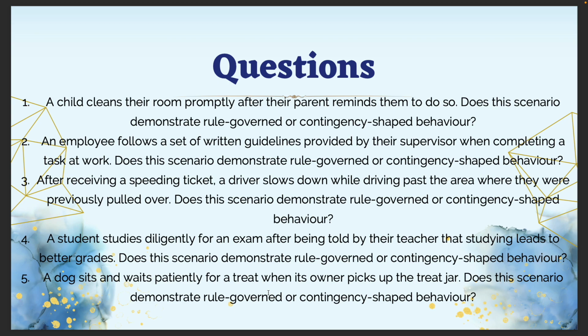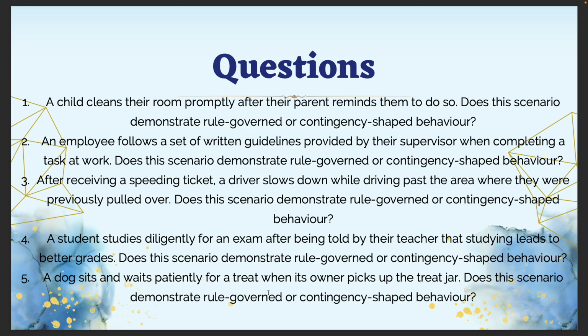3, after receiving a speeding ticket, a driver slows down while driving past the area where they were previously pulled over. Does this scenario demonstrate rule-governed or contingency-shaped behavior? So, is there a rule, a written or a verbal rule specified here? No. Did something happen where now they've learned to do something? In this case, yes.